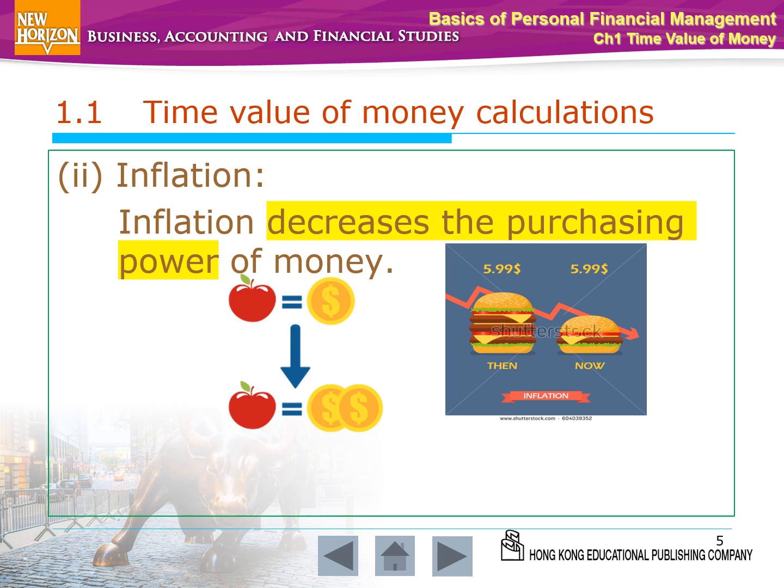The second part is about inflation. I have mentioned that inflation decreases the purchasing power of money. Look at these pictures. If you spend some money to buy an apple, after a year's time, for the same apple, you cannot buy with the same amount of money. You have to spend some more in order to buy the same amount of apple.